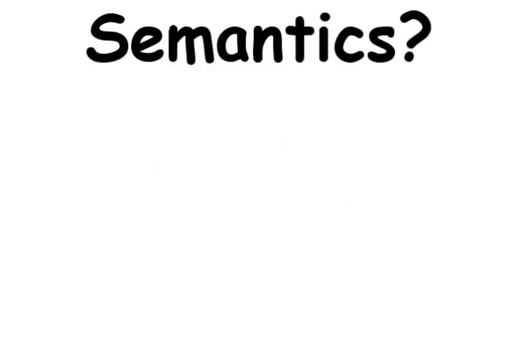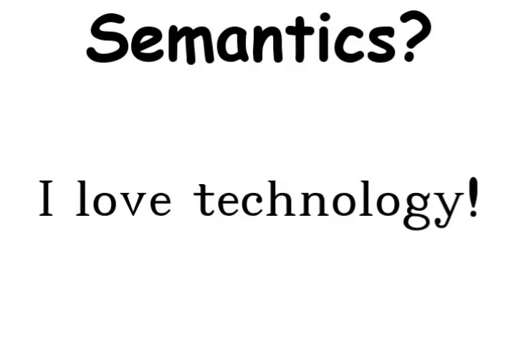So before going any further, it's important to know what the word semantics actually means. Semantics is related to syntax. In most languages, syntax is how you say something, whereas semantics is the meaning behind what you said. Let's take the phrase "I love technology" as an example. The syntax is all of the letters, words, and punctuation in the sentence. The semantics is what the sentence actually means. In this case, it means that you enjoy learning about and using new technology.